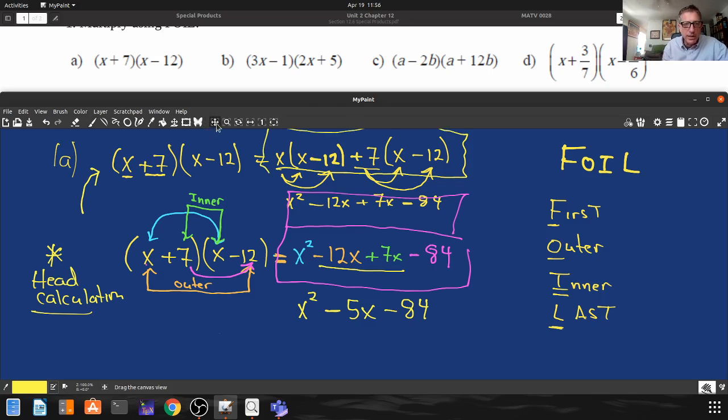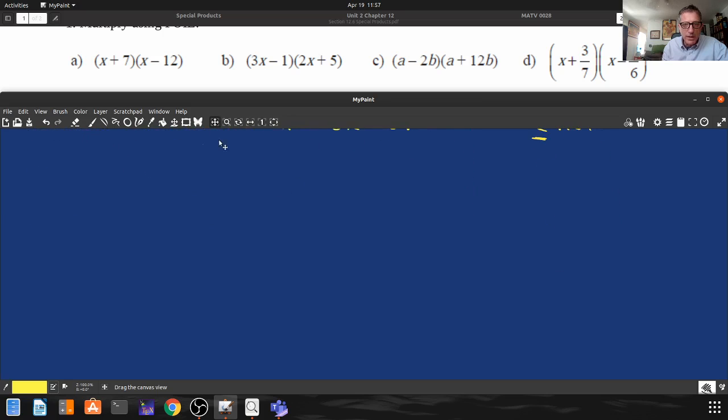Since you already know how to multiply, and there is no requirement to know FOIL, let's go ahead and FOIL the remaining one, just so you can see its use. And then you all get to decide what you want to use. So this is 1b. So we have 3x minus 1 times 2x plus 5. So I'm just going to FOIL this.